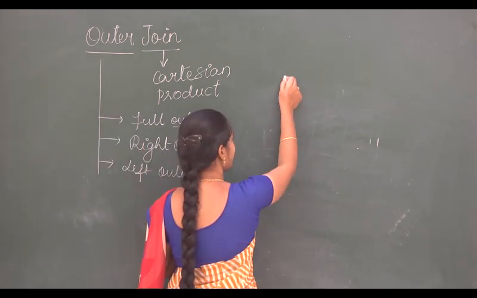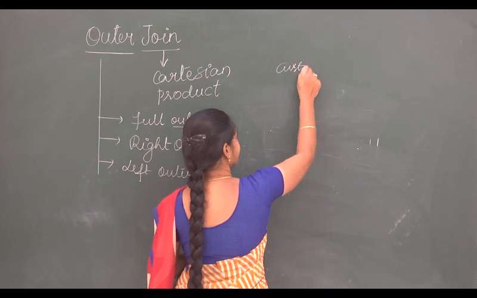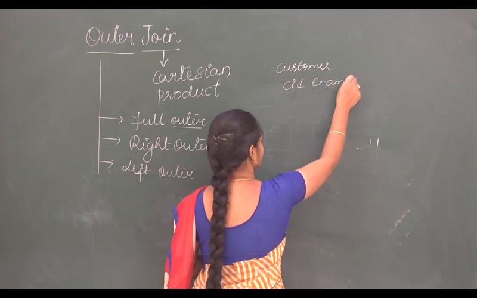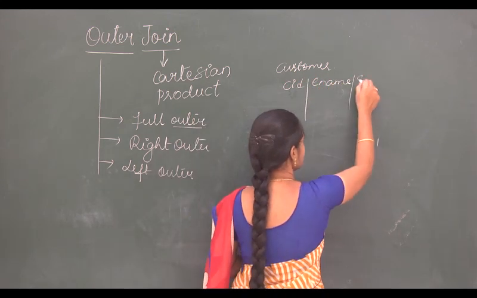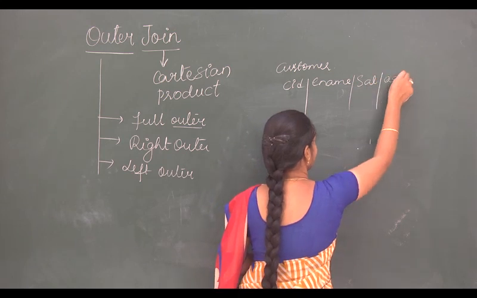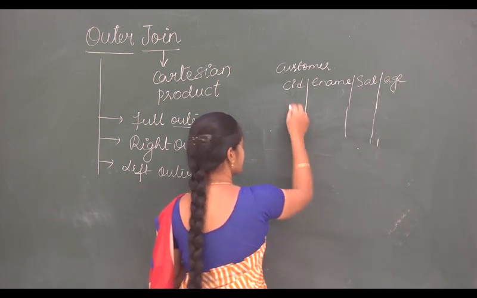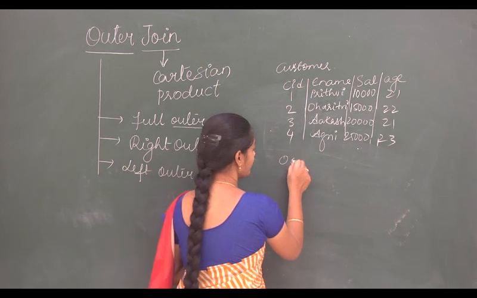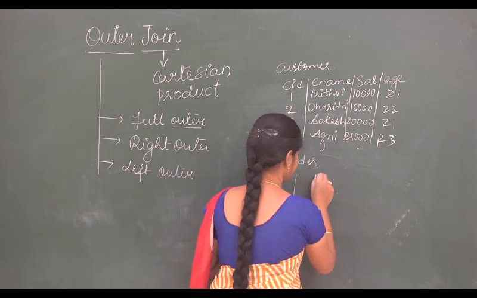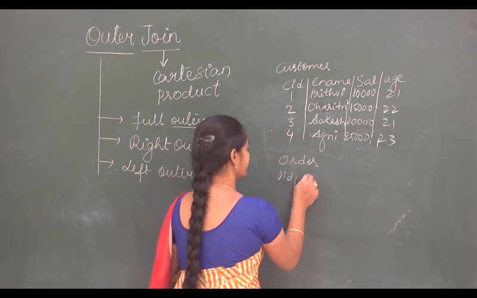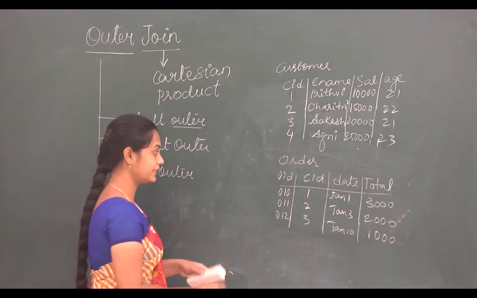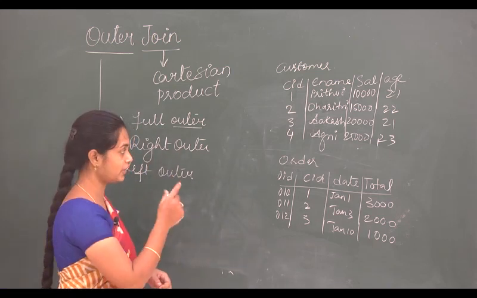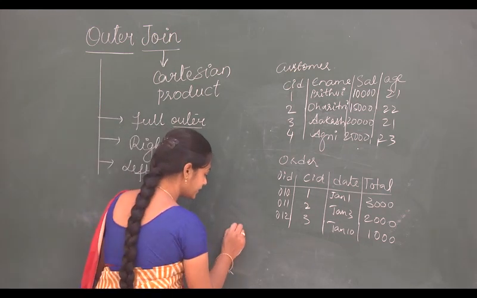Okay. So suppose I have a customer table: customer ID, customer name, salary and age. Let me fill in the values for customer ID 1, 2, 3, 4 and customer name, and I'll take one more table, order, where I have order ID. Now see here, I want the details using right outer join. So how will the data be retrieved?